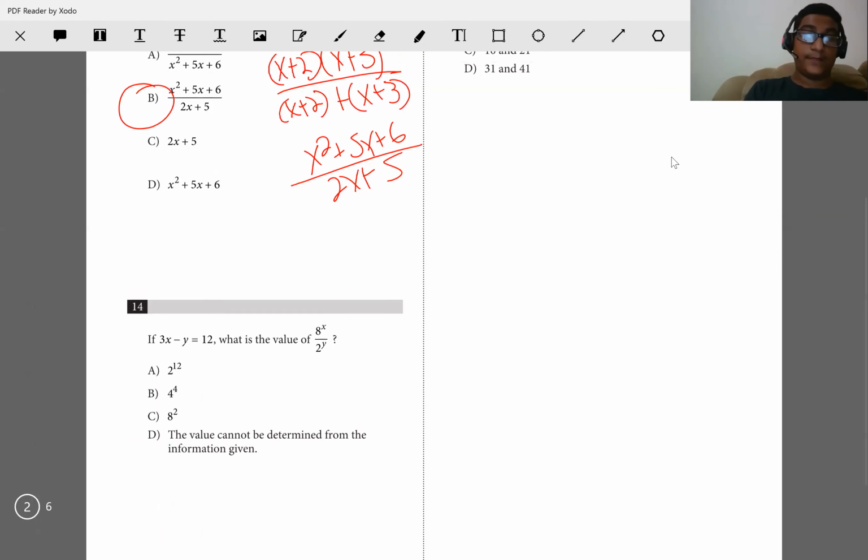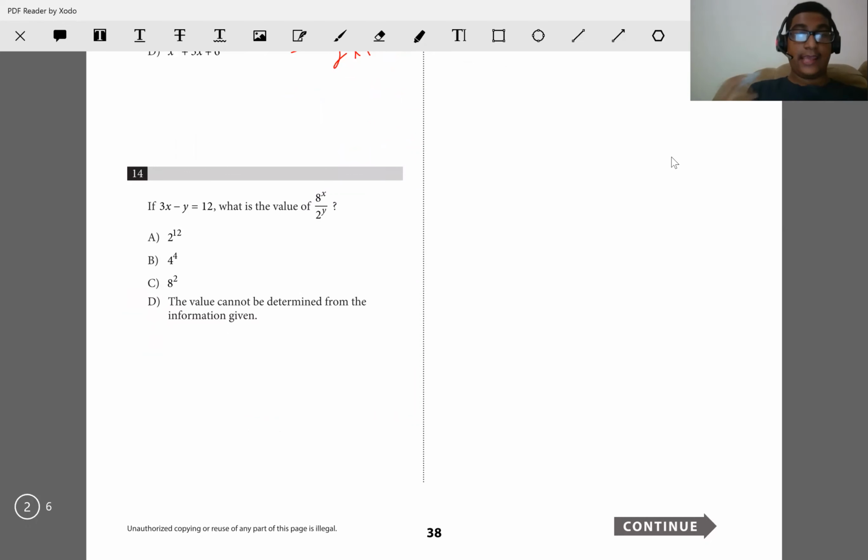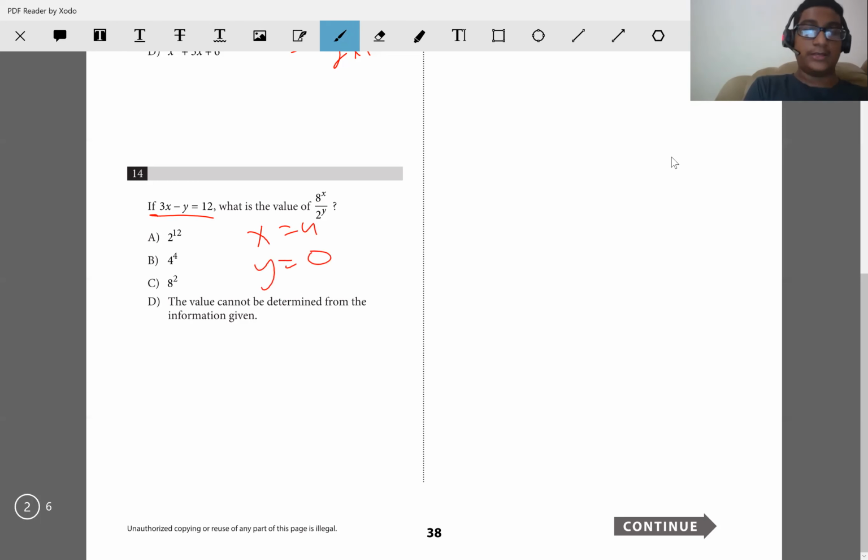So number 14, if 3x minus y equals 12, what is the value of 8 to the x over 2 to the y? In my opinion, the easiest way to do this is substitution. So what I want to do is find a value for x and a value for y that would make this equation true. And I want the simplest values. So doing this, what I found the simplest values were is x equals 4 and y equals 0, because 3 times 4 equals 12, minus 0 is 12. And if you can, you would want to make one of the variables equal to 0, because that just makes your life easier.